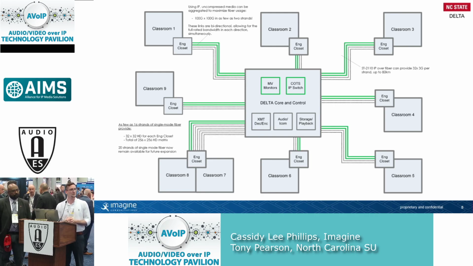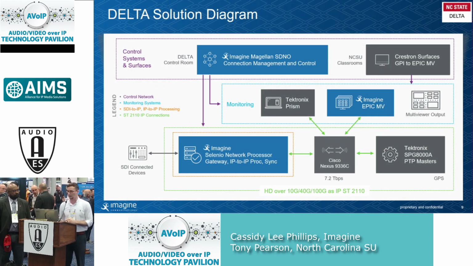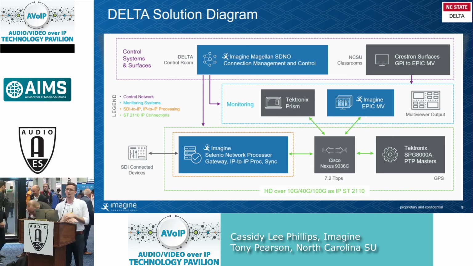Fiber optimization was a big motivator here, and I'll let Tony talk a little more about that after I get through some of the initial diagrams, but talk about what we're actually doing with the workflow. So we have our SDNO, our broadcast control system for the multicast routing. The entire distributed campus acts as one giant router. And then we have a Crestron system that sends basic GPI.